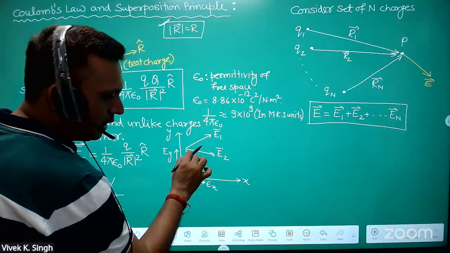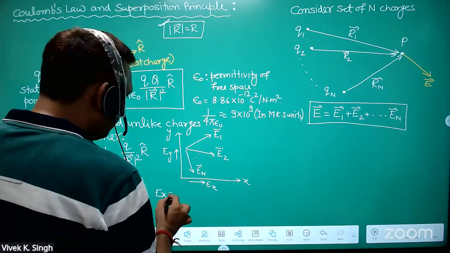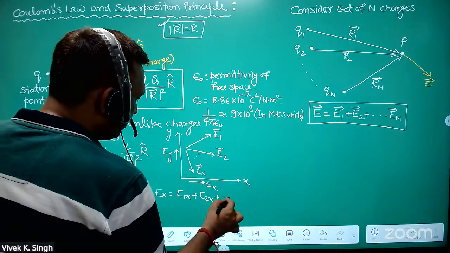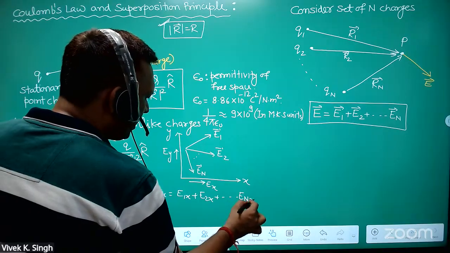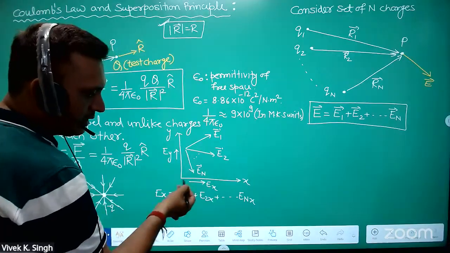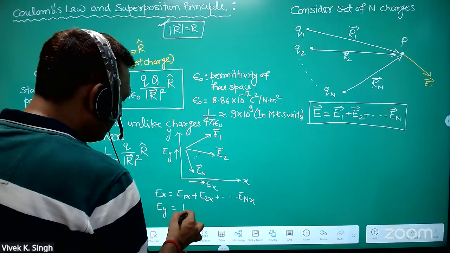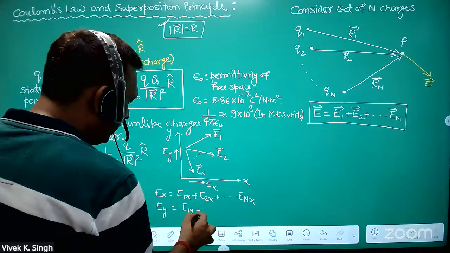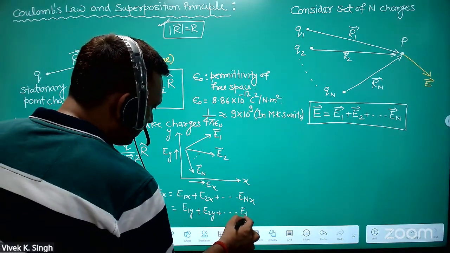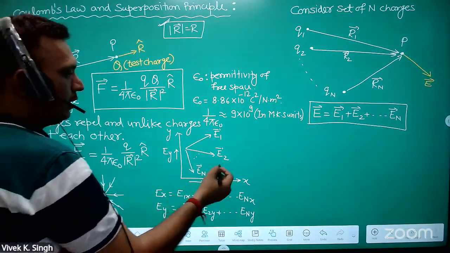Just resolve E1, E2, En in X and Y direction, and then Ex will be E1x plus E2x plus and so on Enx. I am writing here plus, but it may be minus also, depending on whether these field lines are in the same direction or opposite. And similarly, Ey is E1y plus E2y plus Eny.